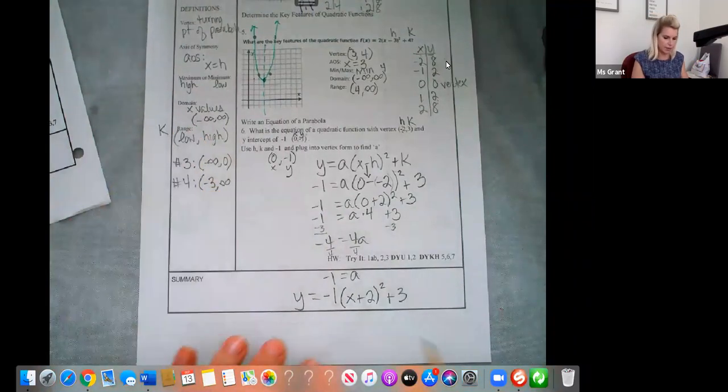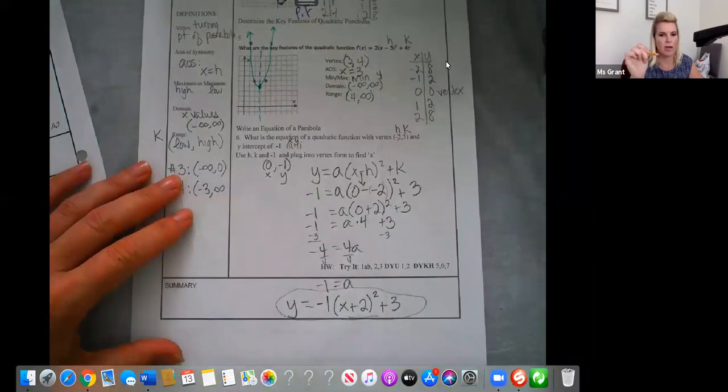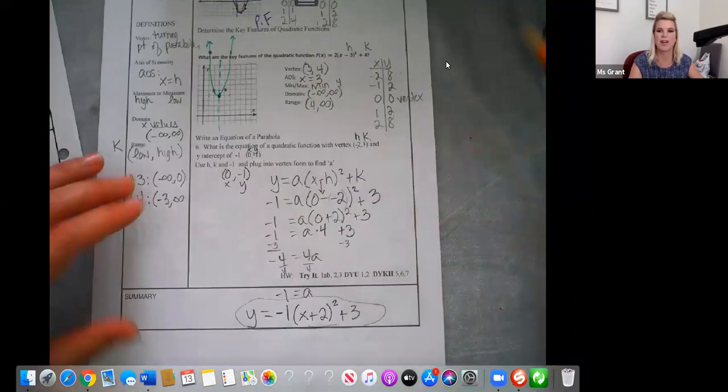That's my final equation. So if you're only given partial information and you have to find out the full vertex form, this is how I do it. Plug in what you're given.